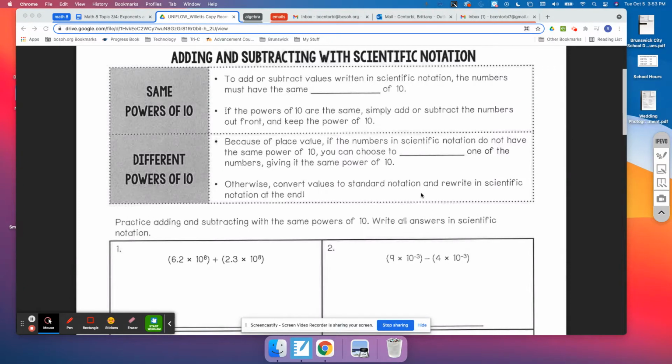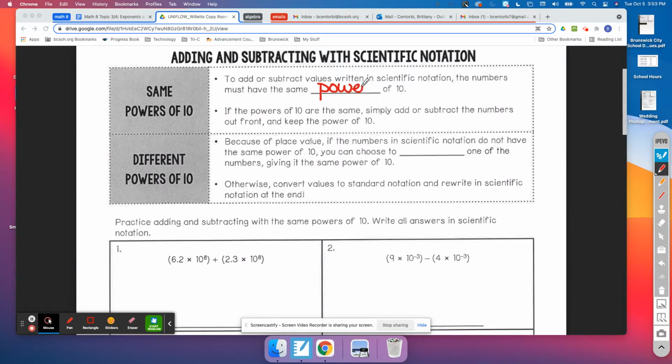So the next thing we're going to do is adding and subtracting with scientific notation. When we're adding and subtracting, we have to have the same power of 10. If the powers of 10 are the same, we just add or subtract the numbers and then repeat the power of 10. If the numbers in scientific notation do not have the same power of 10, you can choose to rewrite one of them so that they have the same power of 10. So let's take a look at the first two examples here.